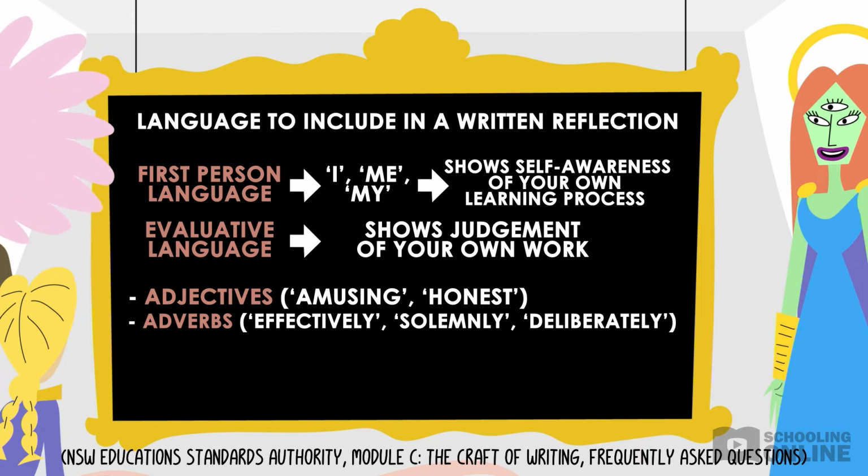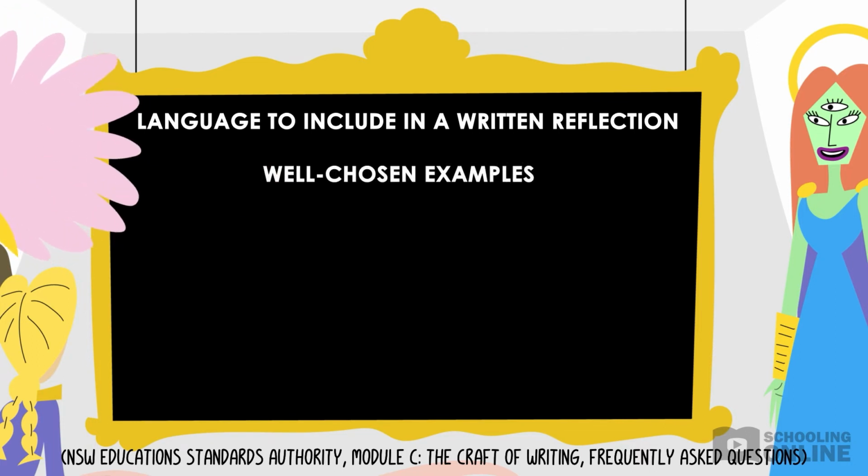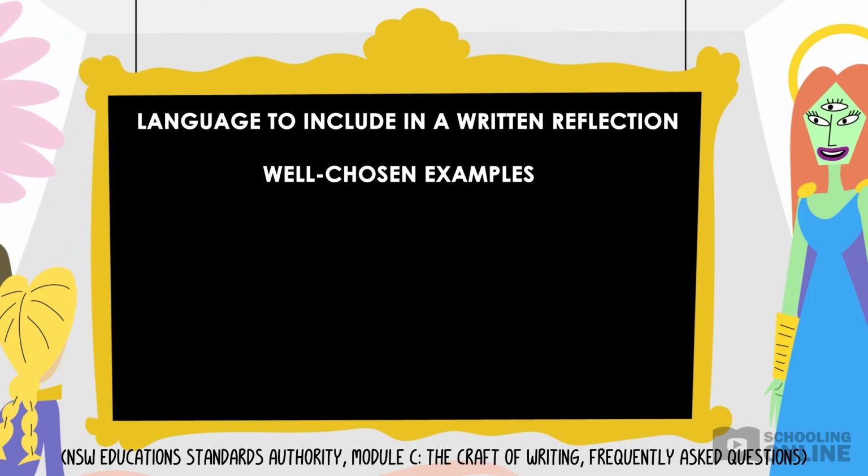Adverbs are usually placed right before or after the verb in the sentence. And verbs, or doing words, such as highlights and illustrates. Well-chosen examples from the text you wrote and are now reflecting on. It's important to pinpoint examples and quote from your work rather than just discussing it in general.